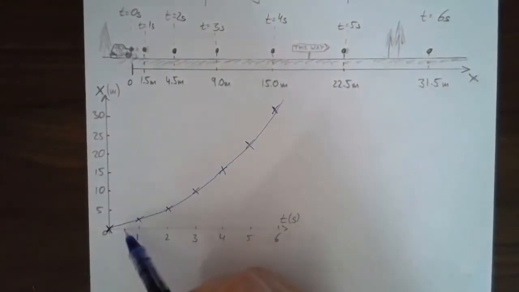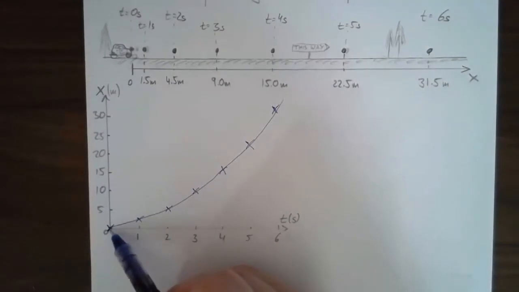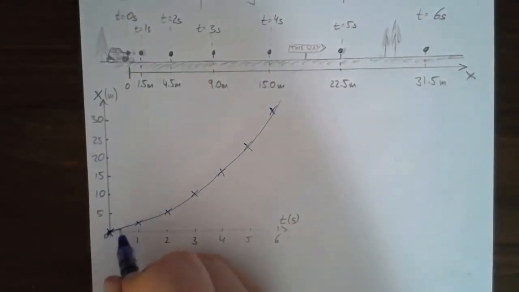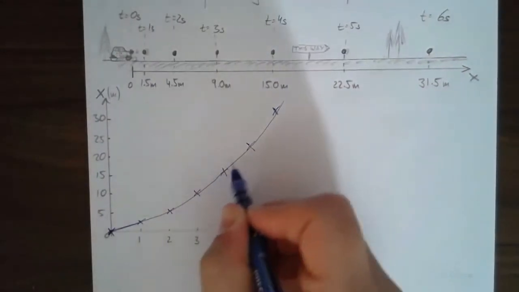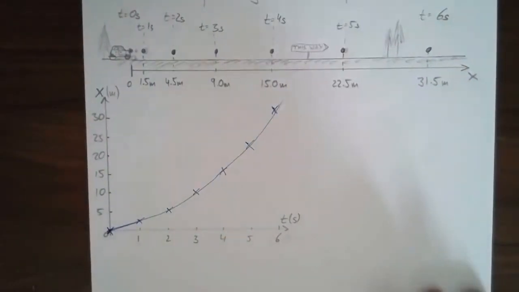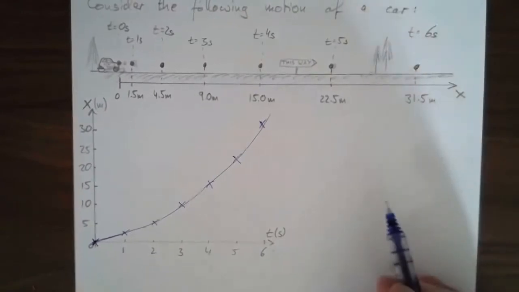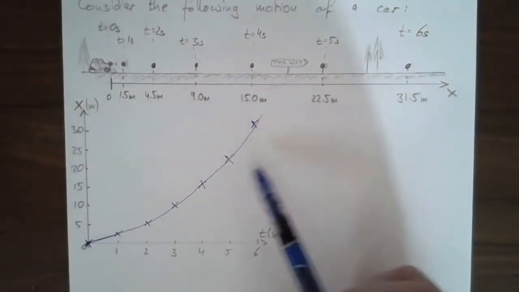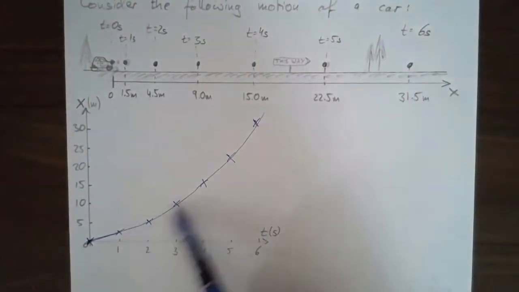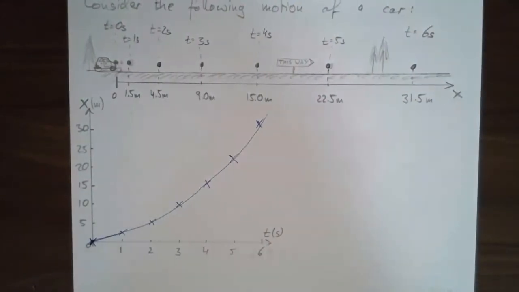So what's happening is that we start out with a low velocity. The graph has a fairly low slope. In fact, if I'd drawn this perfectly, I might have given it zero slope here. And then it gets steeper and steeper and steeper, which, remember, means that the car is speeding up, right? Because the slope of the position versus time graph is increasing.